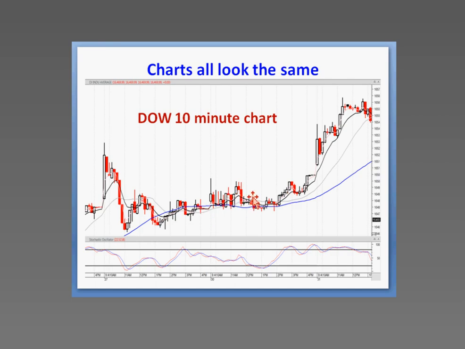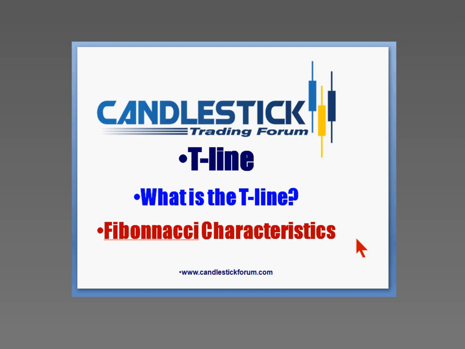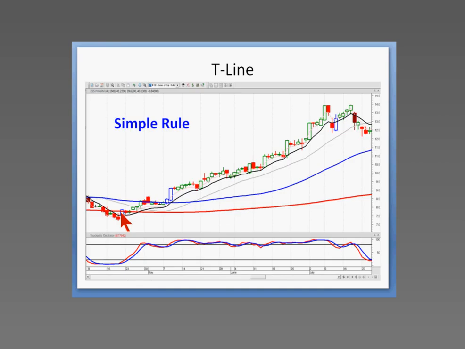So if you look at the patterns on a 10-minute chart of the Dow, if you're trading the YMs, you've got the same patterns: wedges, breakouts. So it works just as effectively if you're trading intradays, swing trading or long-term investing. So again, the T-line kind of has Fibonacci characteristics. It's a natural support and resistance level for human nature. So there's a very simple rule. If you see a candlestick buy signal and a close above the T-line, you can stay long until you see that candlestick sell signal and a close back below the T-line.